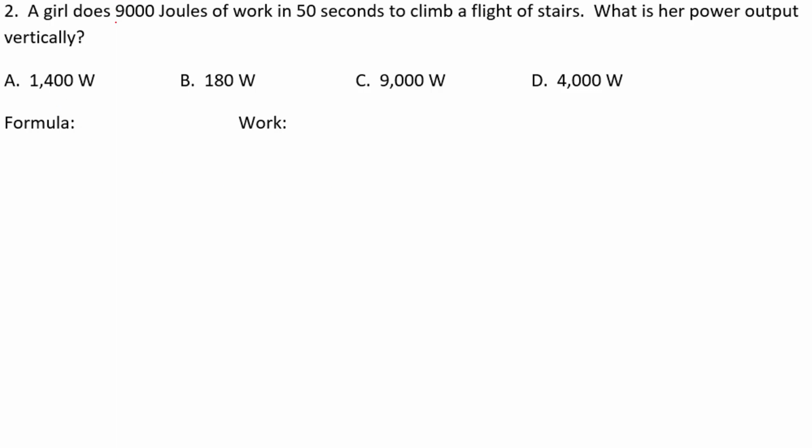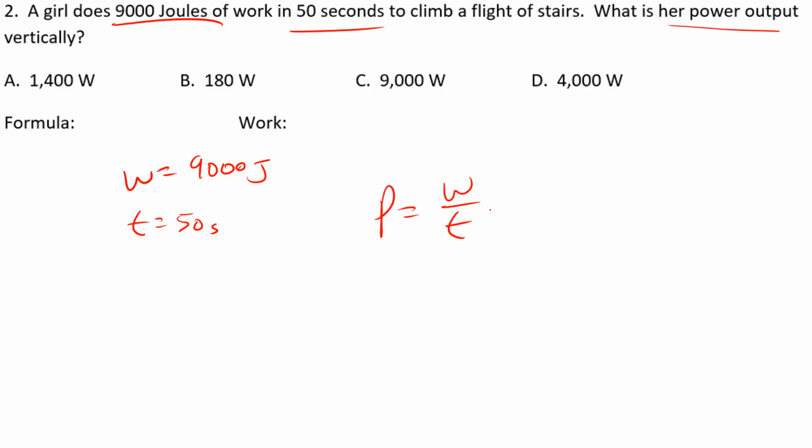Next kind of problem, you have 9,000 joules of work, so W equals 9,000 joules, and 50 seconds, time equals 50 seconds. What's her power output? So she's climbing the stairs, so she's lifting up. Well, it doesn't really tell her if that's her weight or what it is, but you're going to be doing that 9,000 joules of work over that time period. And on the equation sheet, power equals work over time. Work is 9,000, time is 50. So 9,000 divided by 50 ends up being 180. So 180 watts is the unit for power.